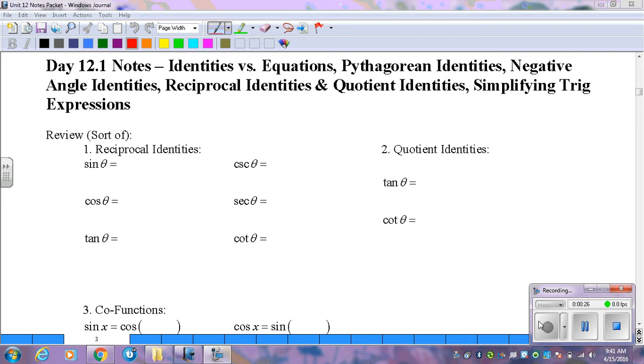We're going to start off this unit. This unit's all about, we're going to continue using our trig. So we're going to talk about trig equations and identities. So we're going to introduce some identities here.